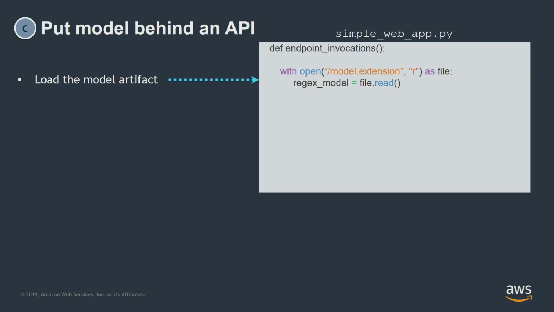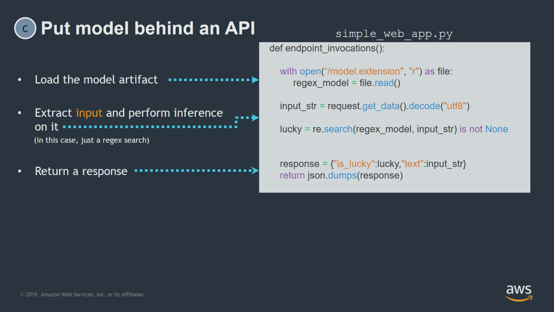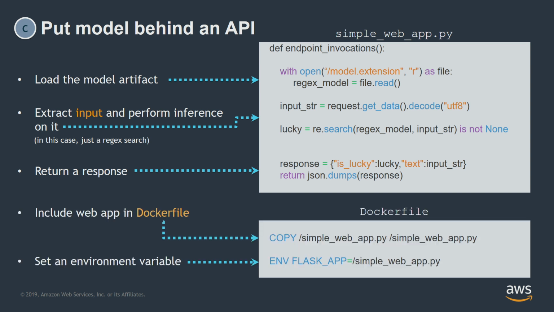Here we'll add a line to read in the artifact that we just created, the regular expression. So we'll read in the regular expression file. We'll add another line to read in what SageMaker will pass to you in the request. So we'll read the input from the POST request body, and then we'll compare the two and respond whether it's lucky or not in a JSON format here. We're going to go back to our Dockerfile and include this web server script.